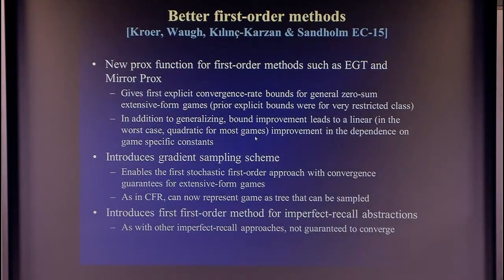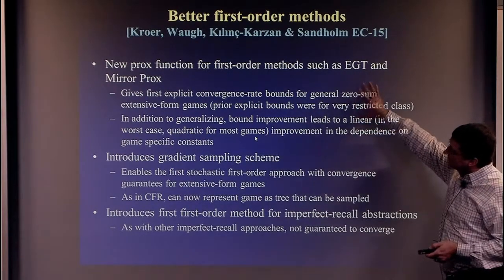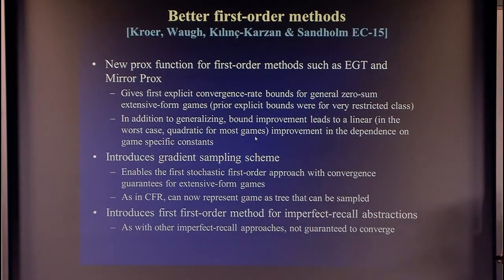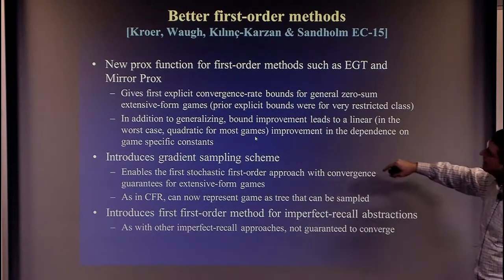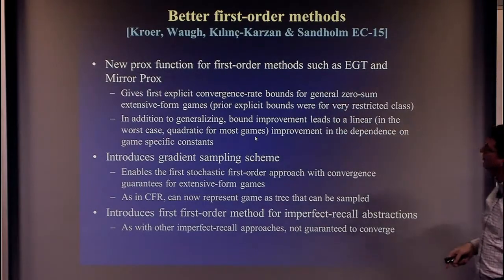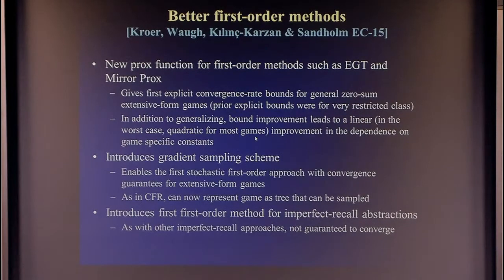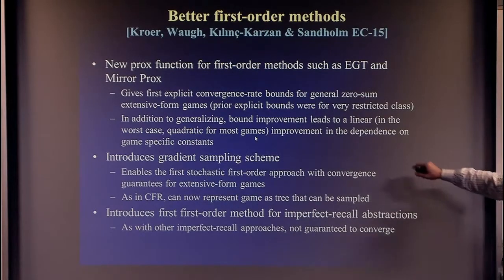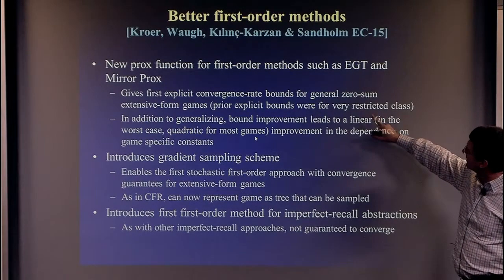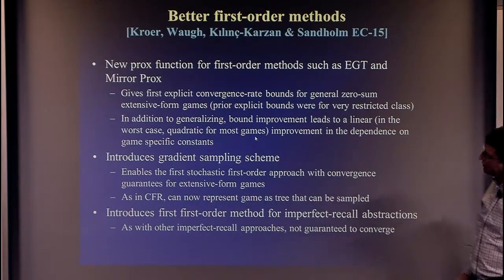All right, better first order methods. First order methods are gradient-based methods, and EGT is one example of that. So far, EGT is the most scalable of those for game solving. But here's some new theory for this. There's a new prox function for first order methods like EGT and mirror prox. It gives the first explicit convergence rate bounds for general zero-sum extensive form games. It also is better even for the game classes for which there were some.